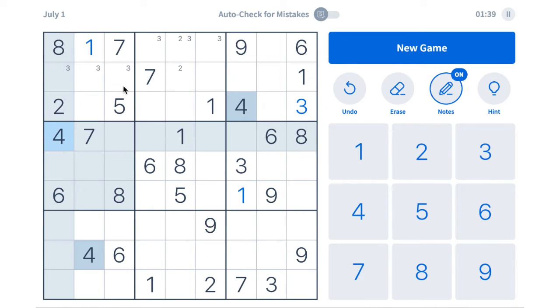Let's look at the 4s. This must be a 4. Alright, that's everything we can do with the 4s. Let's move on to the 5s. One of these two must be a 5, so the 5 is going to be in this row, so it can't be in one of these two cells, and it can't be here, so this must be a 5 then.